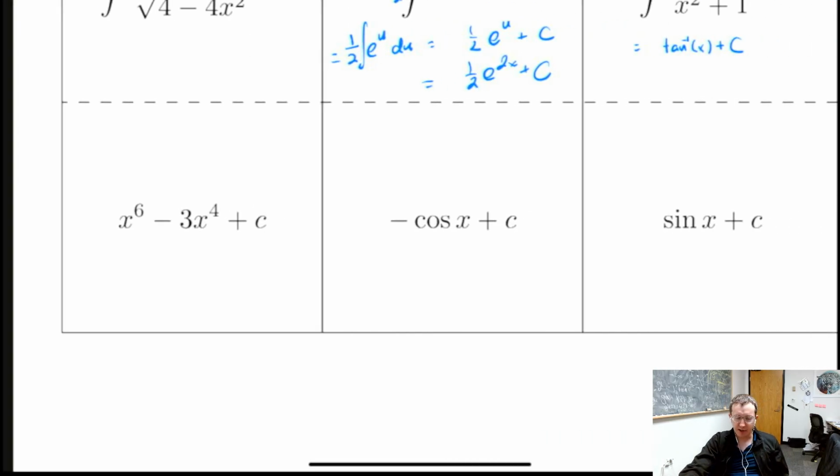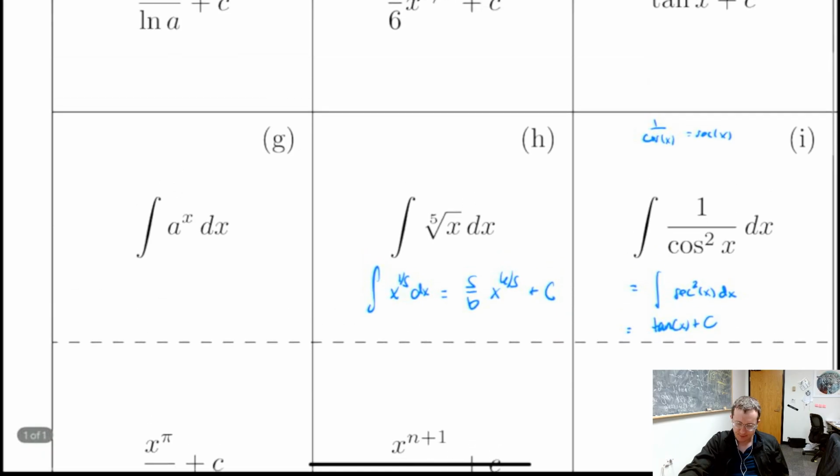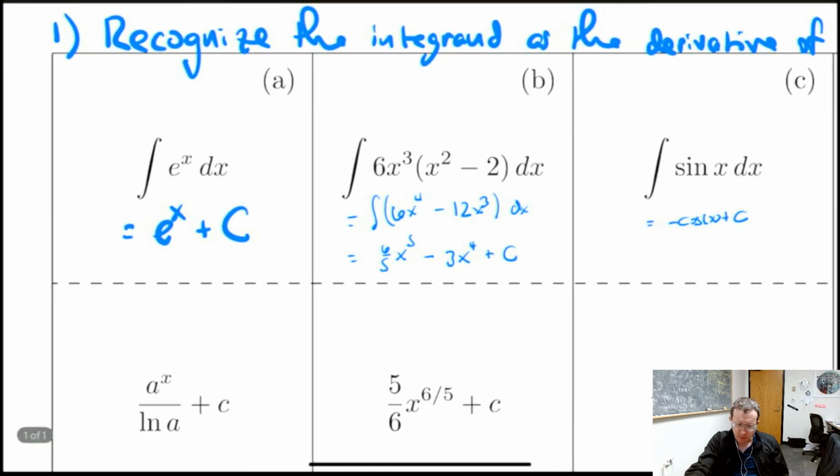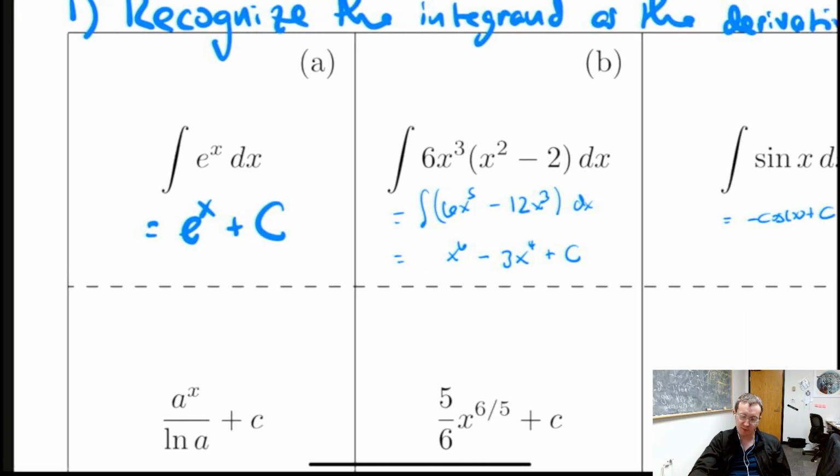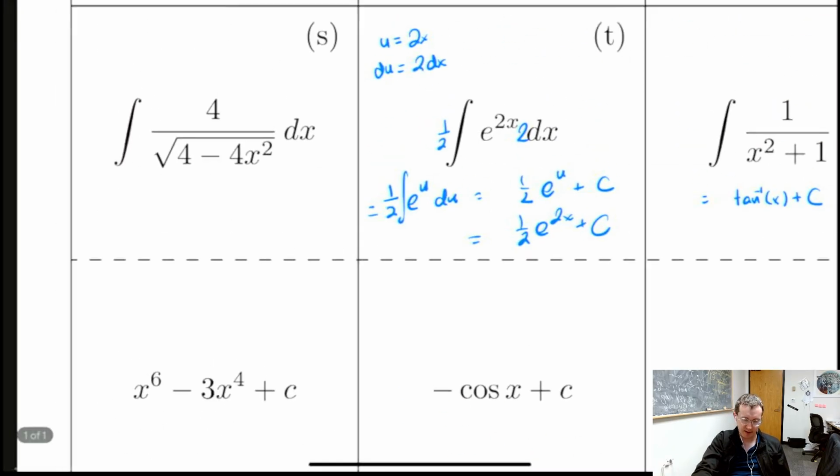X to the... What did I do wrong? Oh, geez. 3 plus 2 is not 4. Whoops. There we go. X to the 5th. So 6x to the 5th, which becomes x to the 6th.